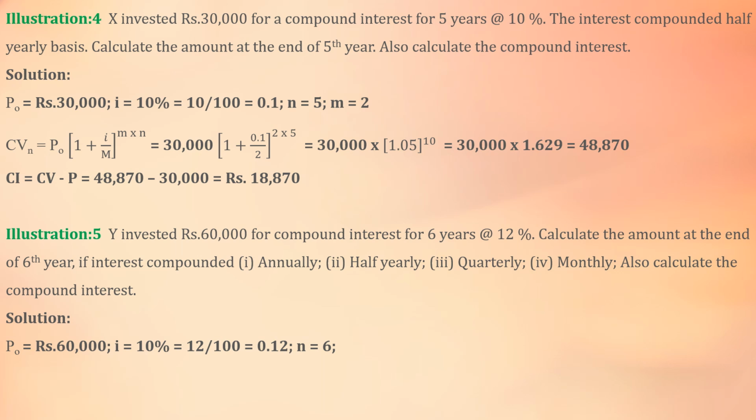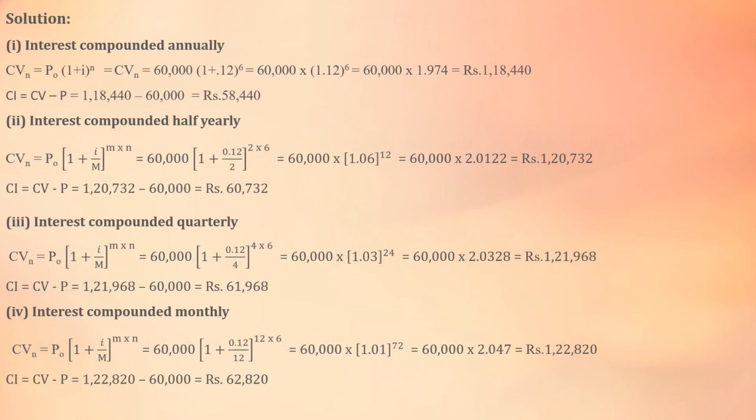Illustration 5. Y invested 60,000 rupees for compound interest for 6 years at 12%. Calculate the amount at the end of the 6th year, if interest is compounded 1) annually, 2) half-yearly, 3) quarterly, 4) monthly. Also calculate the compound interest. Solution. PO equals 60,000 rupees, I equals 12% equals 12/100 equals 0.12, N equals 6. 1. Interest compounded annually.